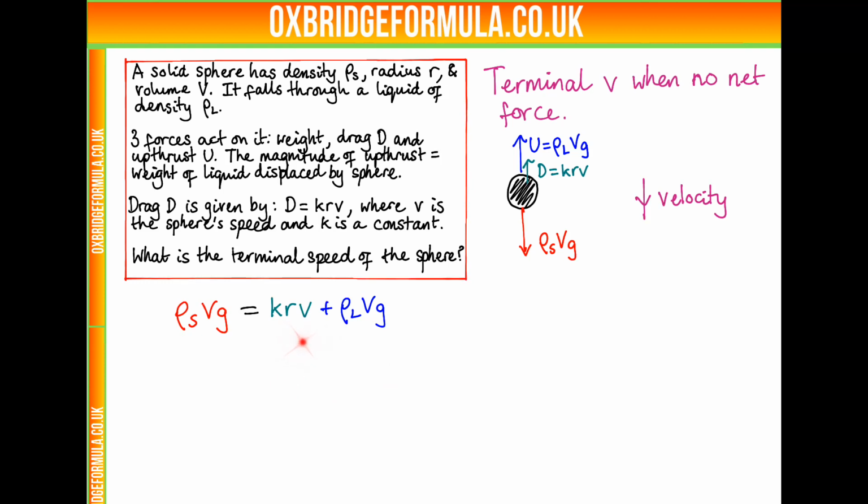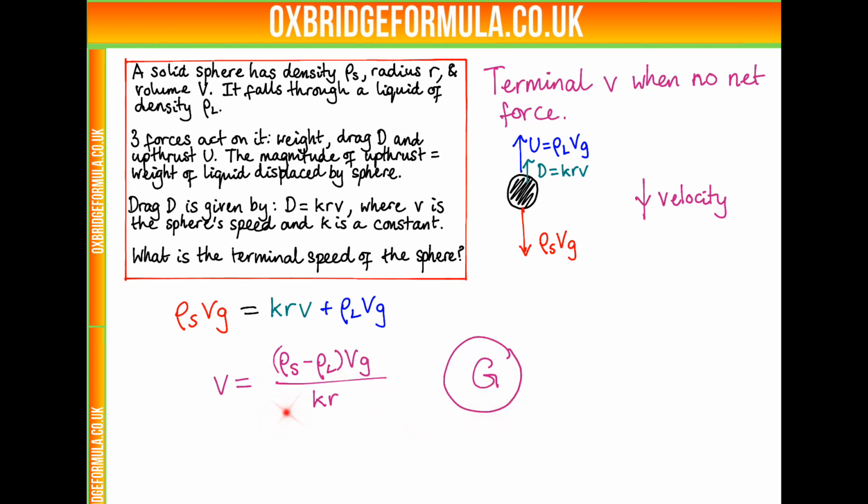So if we rearrange this for v, we get v equals (ρs minus ρl) vg, so taking that to one side and then dividing it by kr. So this is our expression for the terminal velocity, which is g.